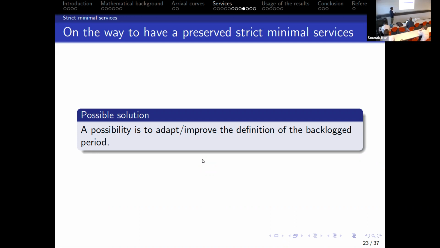However, as we see in the example, the non-preservation seems to be due to the discontinuity of the cumulative curves. So I will just present some preliminary work, which is based on an improved adaptation of the definition of the backlog period in order to have a preserved strict minimal service.